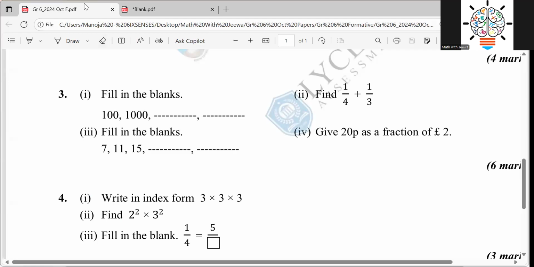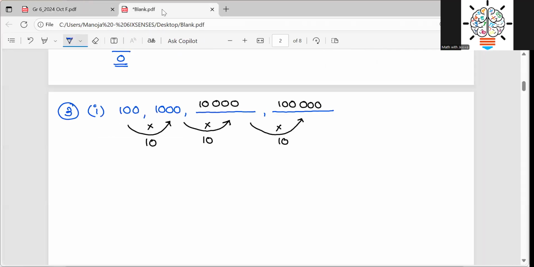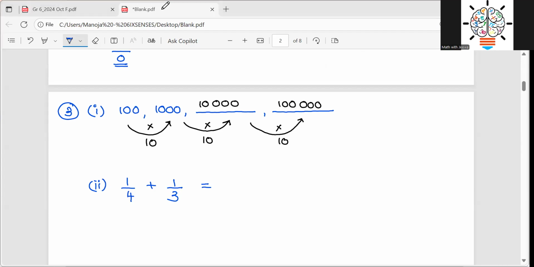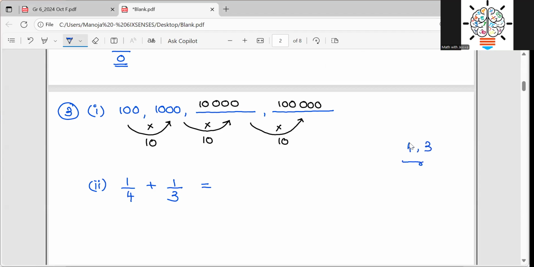Roman number 2, you have 1 over 4 plus 1 over 3. When we have something like this, first I want to get the LCM of 4 and 3, right? How do you get the LCM of 4 and 3? So then here 4 and 3, we know the LCM, it is 12, right? It is 12. So then I write here 12 and then plus I write here 12.